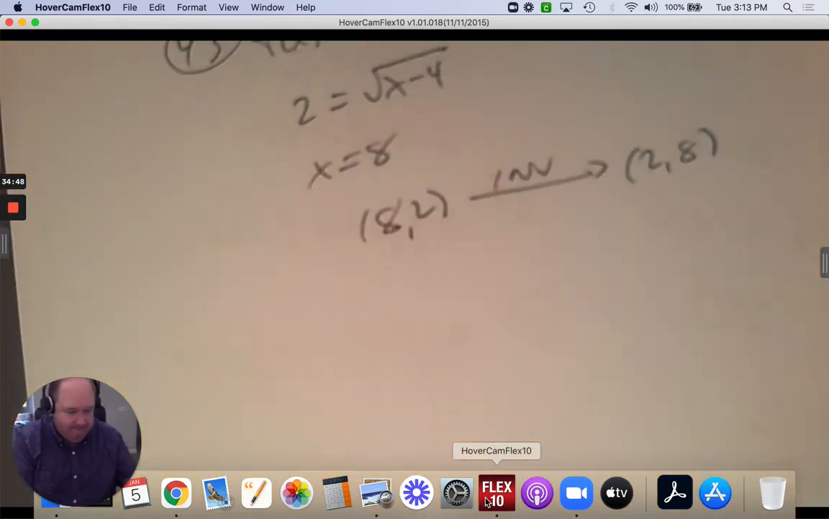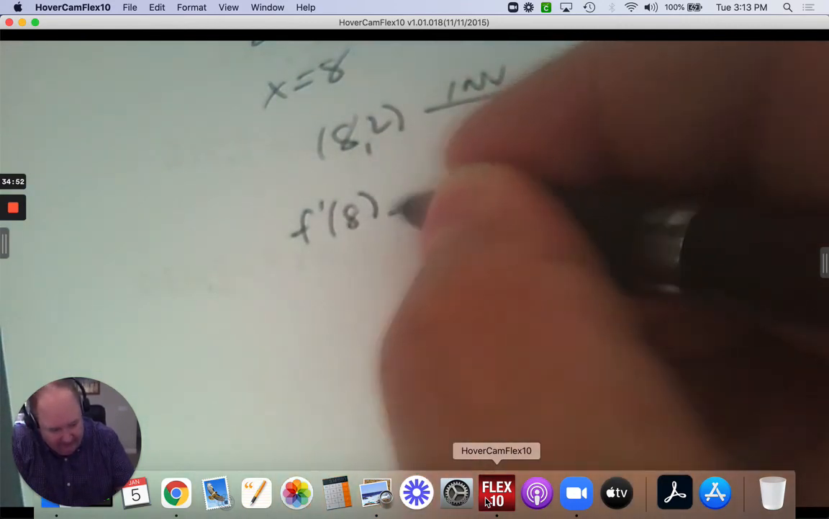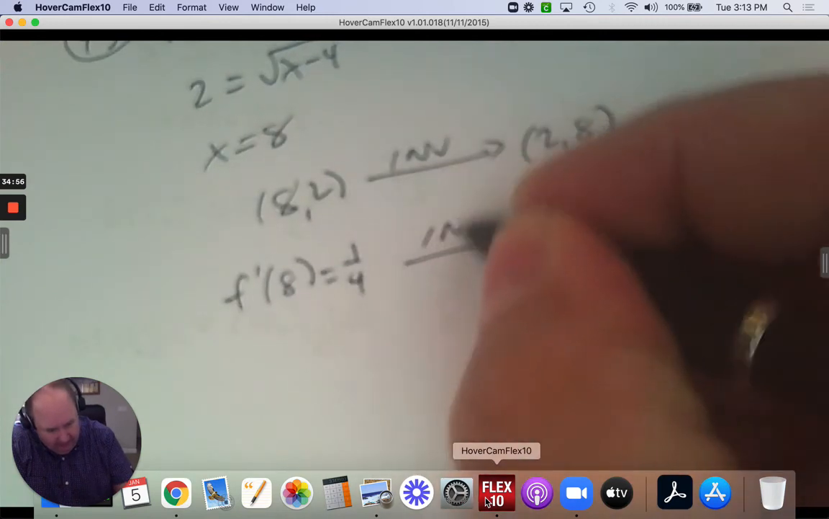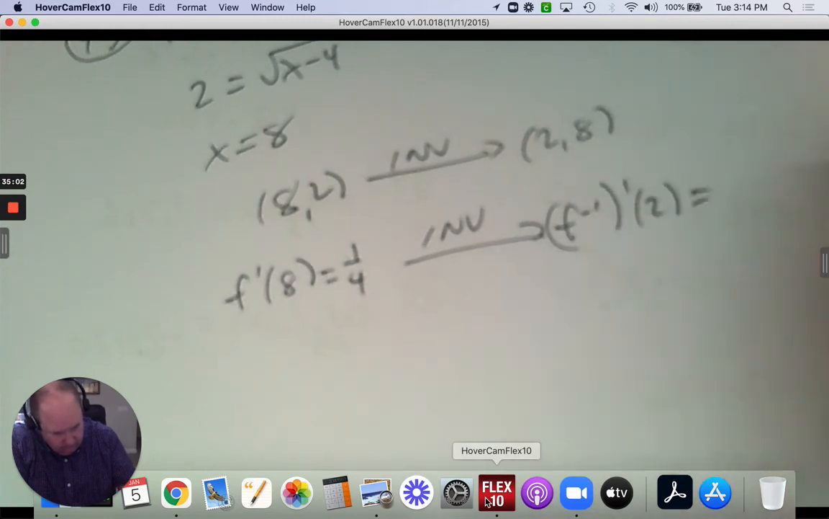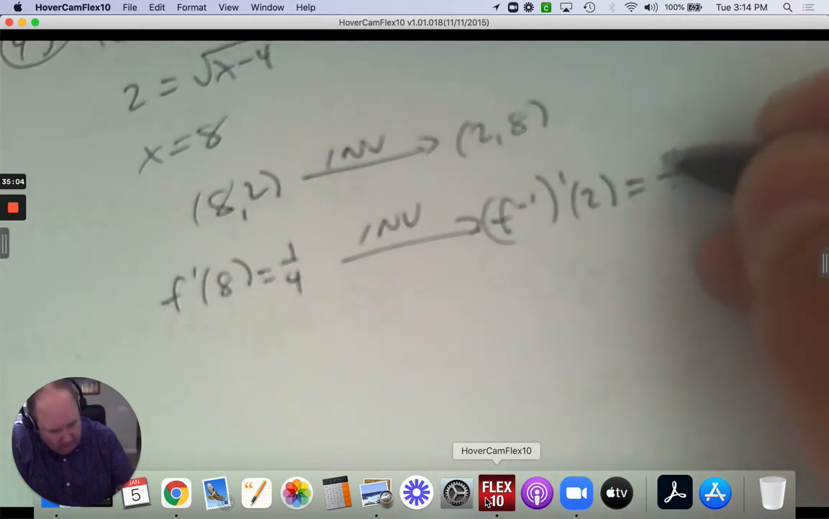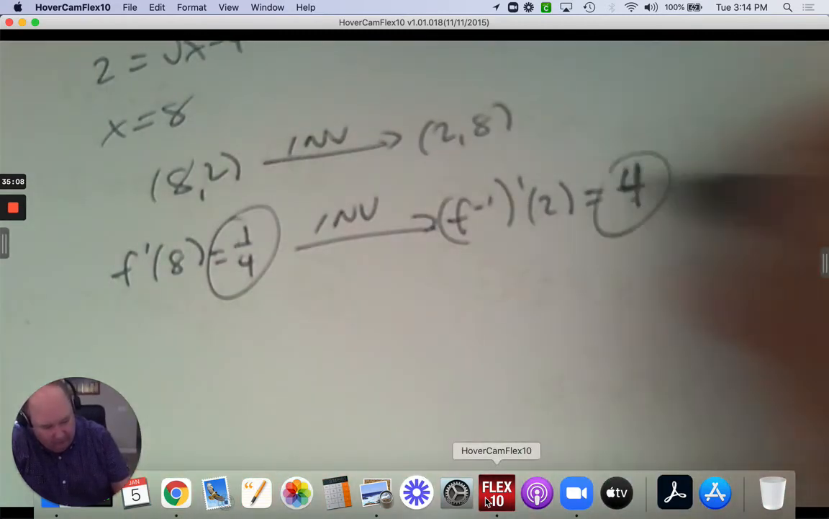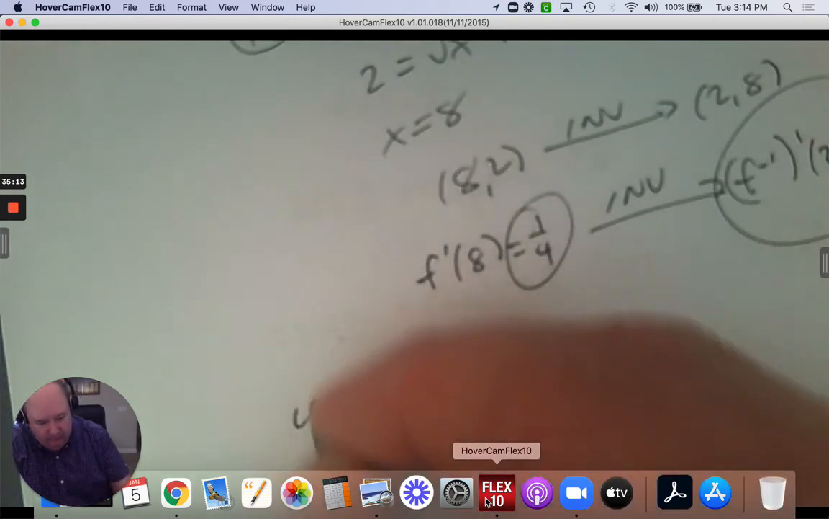Done. So the derivative at 8 is equal to 1/4. The inverse of that, this is what I'm looking for, is 4. So that's the relationship. Done. All right, 44. I think there's like 2 left.